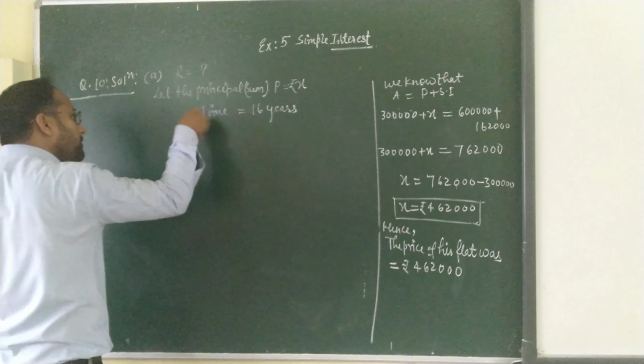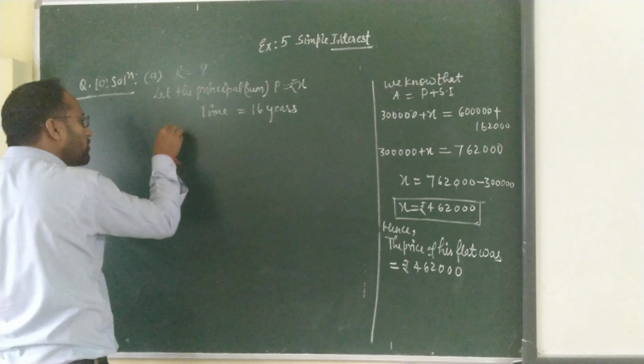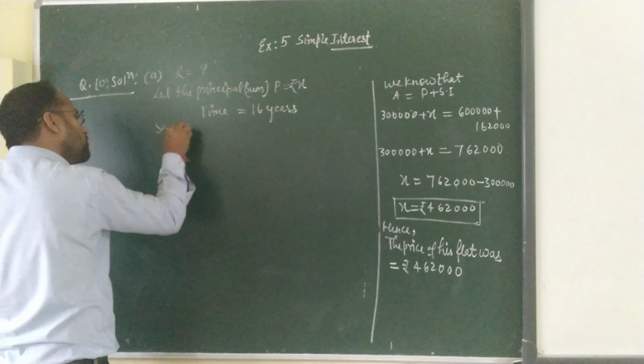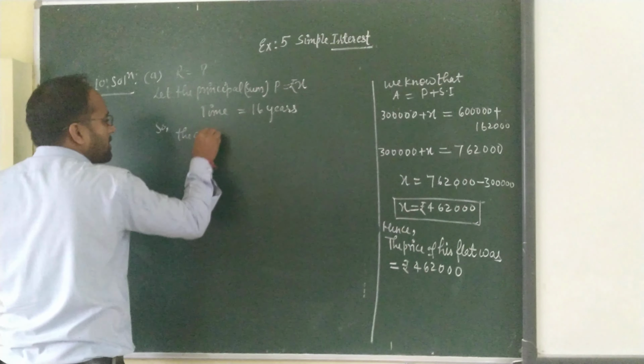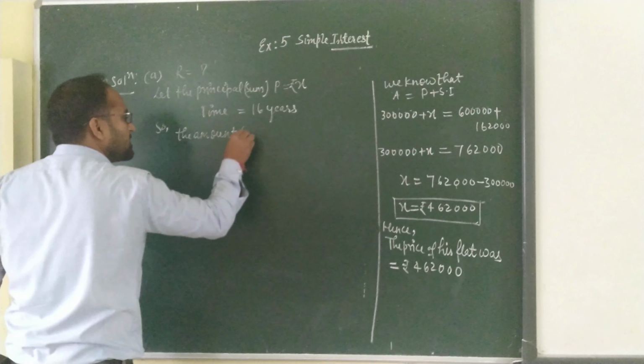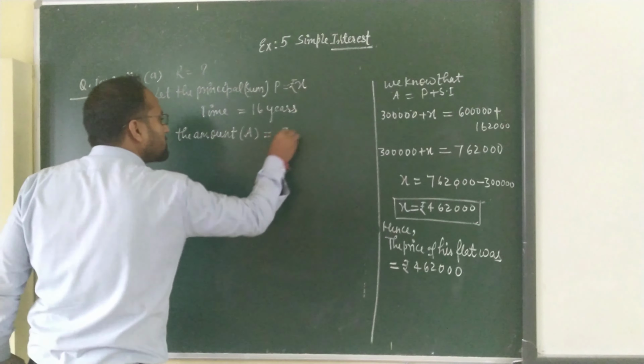So the price gets double, so the amount A gets double, means 2x rupees. The amount is 2x, the principal is given as x. So it is very easy to find the SI.